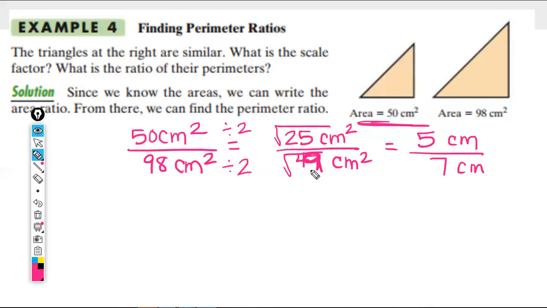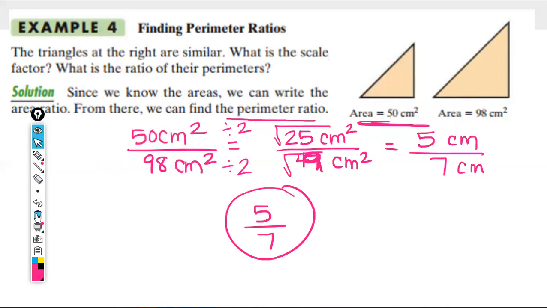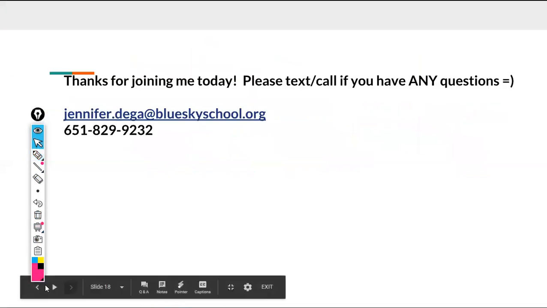But once we square root it, we can get back to the perimeter ratio. And the perimeter ratio is the same as the scale factor ratio. So we would just say it's 5/7. That's it. So just try and keep that straight. Remember, square the ratio if you need to get to the area, and square root it if you need to get back to the perimeter.